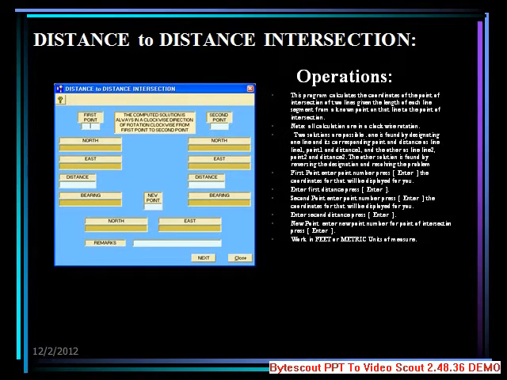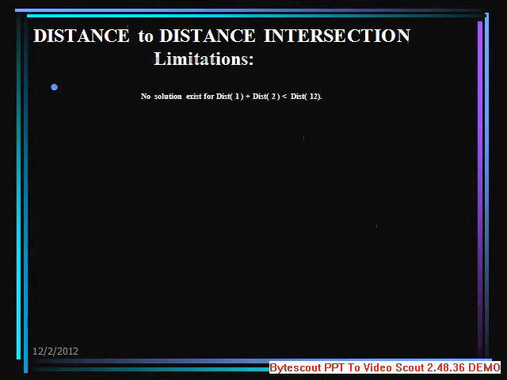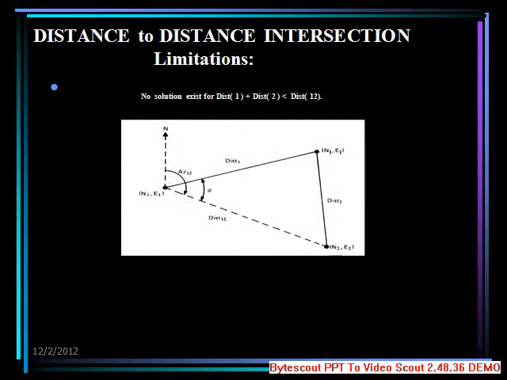This is your distance to distance intersection page. It operates in a completely clockwise direction. You enter your first point and a distance. You enter your second point and a distance. You enter a new point. It gives you your new coordinates, and then you enter your remarks. This drawing gives you the limitations of the distance to distance intersection.